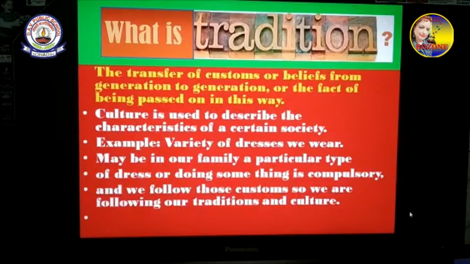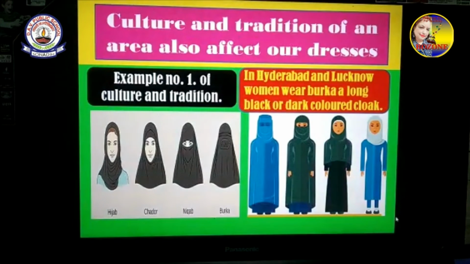Coming on from one generation to another. So we cannot go against our family. If it is right things, we have to follow those. And we follow those customs, so we are following our traditions and culture. When we follow those customs which are there in our family, which have been, you can say, a rule made by the elderly members, they have made certain rules to follow from one generation to another, so that we are following our traditions and customs. Understood?